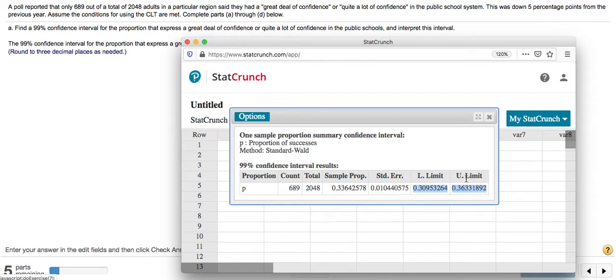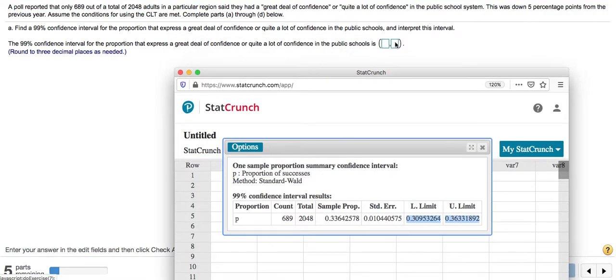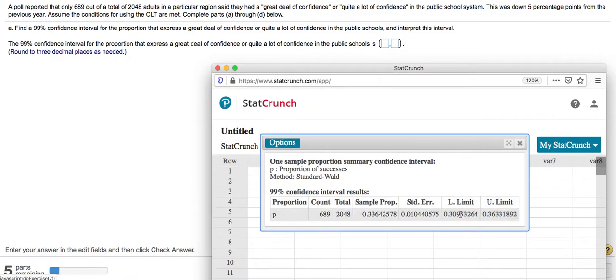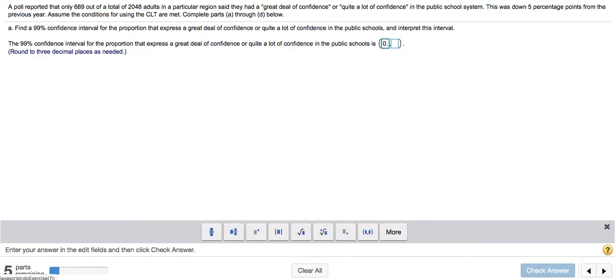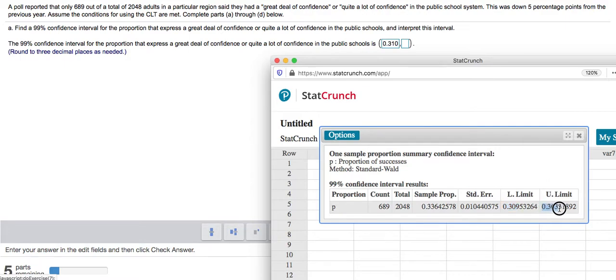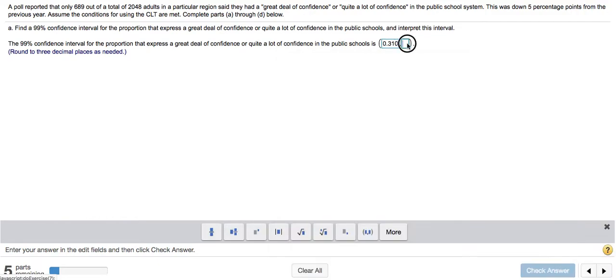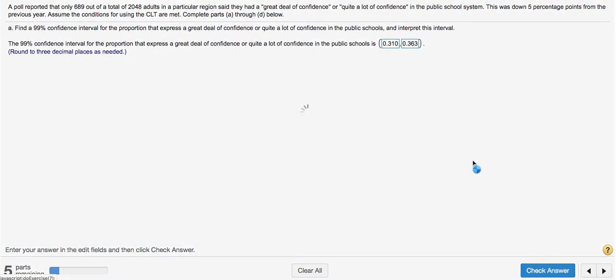This lower limit and upper limit will be the lower bound and upper bound of your interval. It asks to round to 3 decimal places. For my lower limit, this 5 rounds that 9 up to a 10, so that's 0.310. And for the upper limit, again rounding to 3 decimal places, it is 0.363. I'll check my answer.